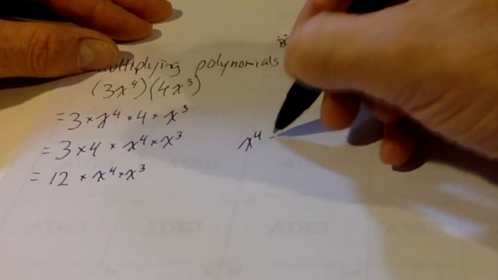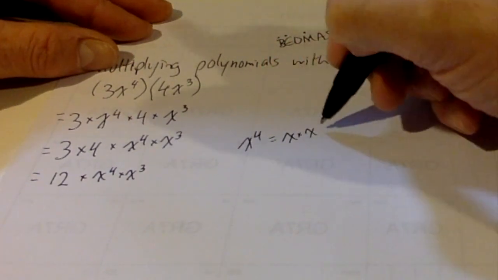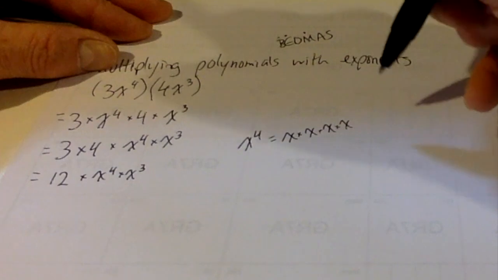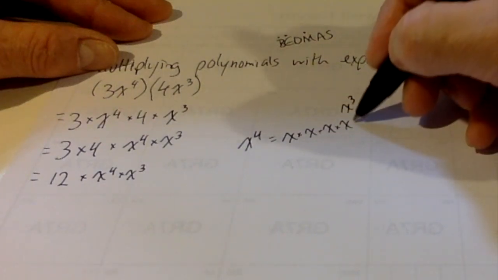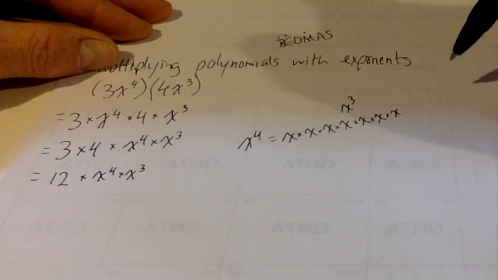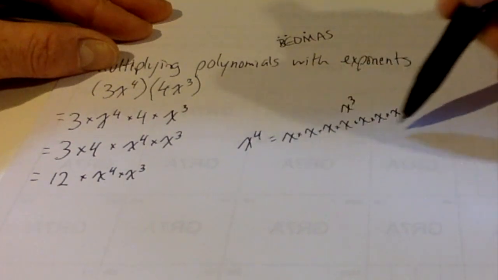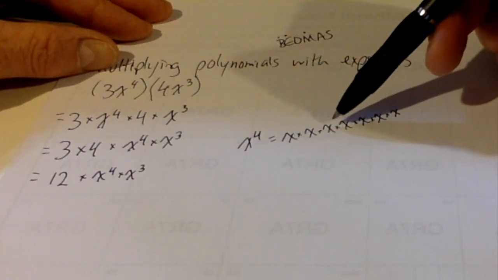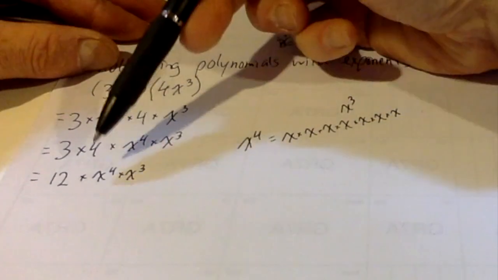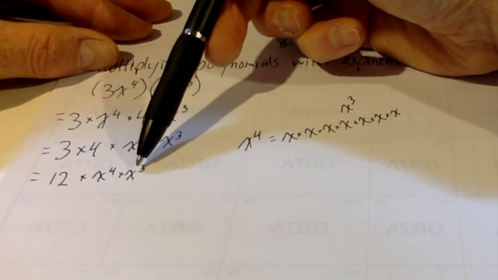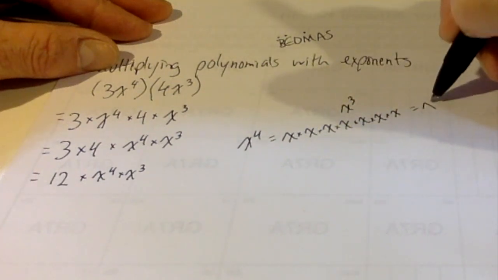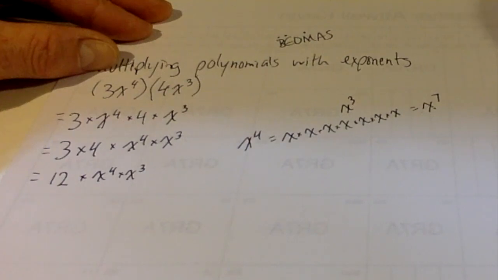So x to the 4 is kind of like x times x times x times x, and x to the 3 is x times x times x. So how many x's do we have? 1, 2, 3, 4, 5, 6, 7. So x to the 4 times x to the 3 gives us 7 x's, which is x to the 7.